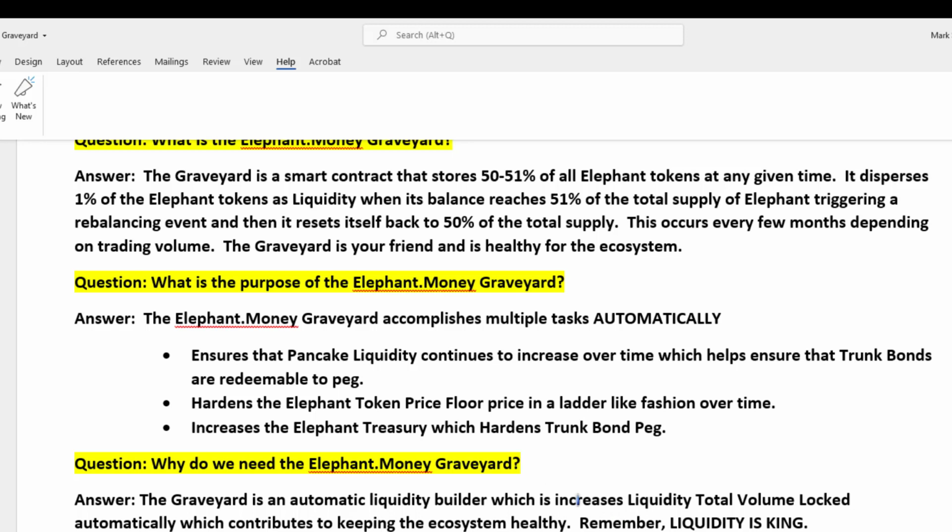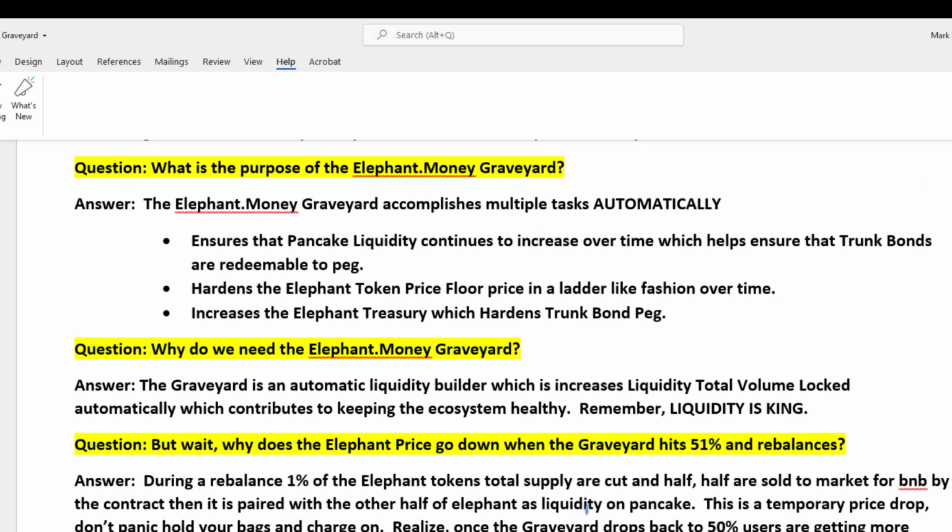The treasury is a separate contract which stores Elephant, not the graveyard, and it actively gets reflections. So once a rebalance happens and the graveyard goes back down to 50%, the Elephant treasury is getting extra tokens. Everyone's getting extra tokens because the graveyard owns less of the total supply. And that helps harden the Trunk bond peg.